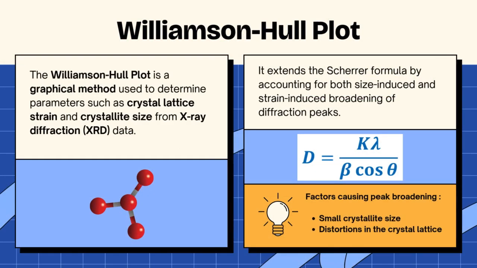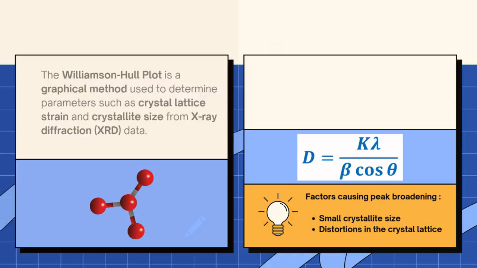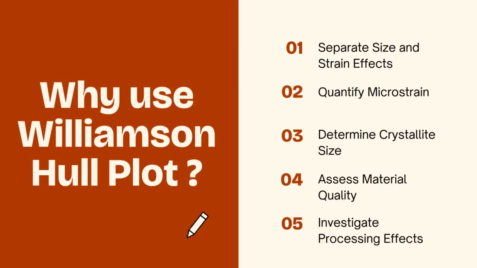The Williamson Hull plot is a graphical method used to determine parameters like crystal lattice strain and crystallite size from XRD data. It uses the Scherrer formula by accounting for both size-induced and strain-induced broadening of diffraction peaks. The Williamson Hull plot is used because it separates size and strain effects, quantifies microstrain, determines crystallite size, assesses material quality and investigates processing effects.